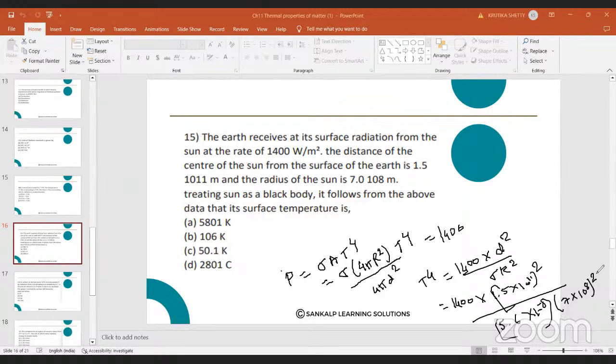Option A will come. Note down this solution. Later you simplify it for T. Okay. Option A will come. Yes, very good. Option A will come.